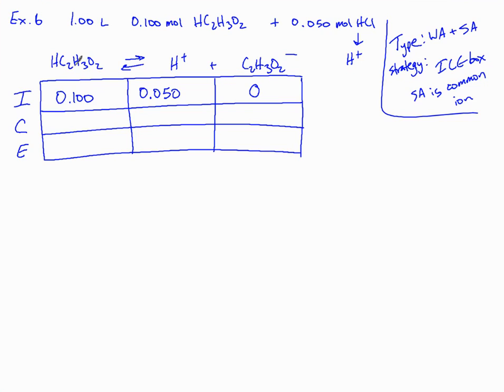So when we dissolve this acetic acid in water, it's going to change by X. The concentration of this will decrease by X, which means the hydrogen increases by X and the acetate increases by X. And so at equilibrium, acetic acid is 0.1 minus X, hydrogen ions 0.05 plus X, and acetate is X.